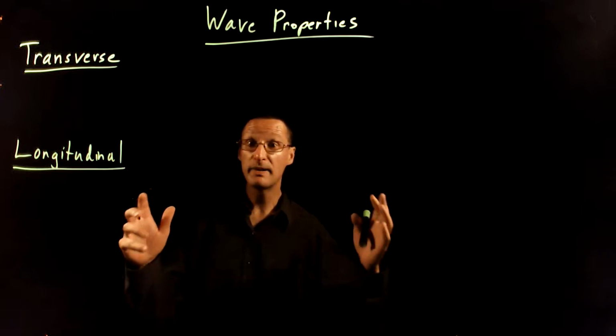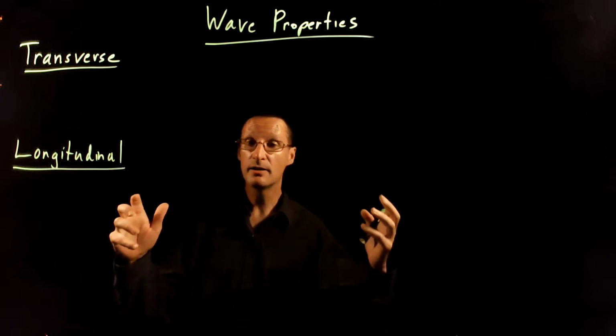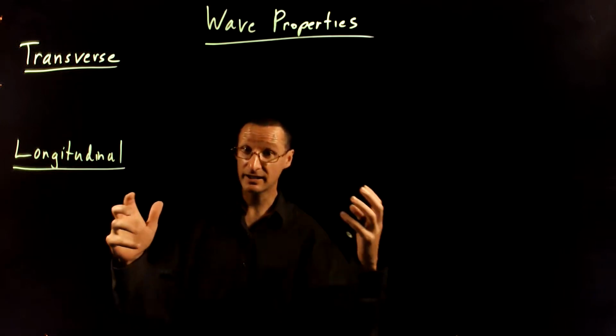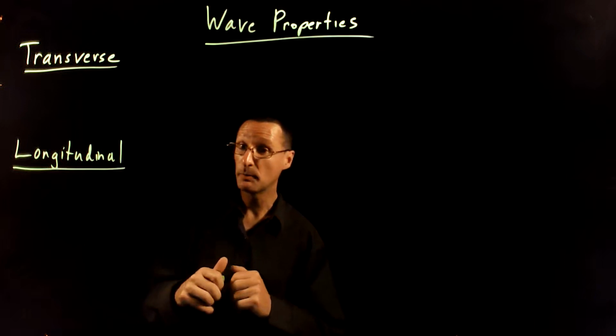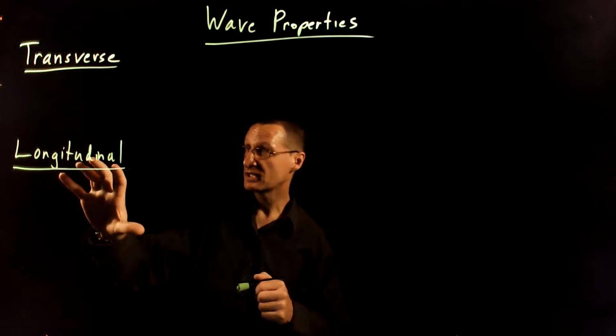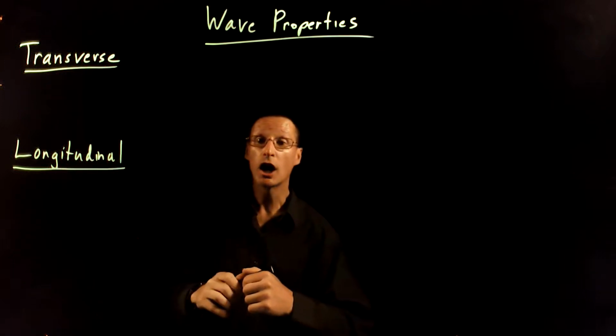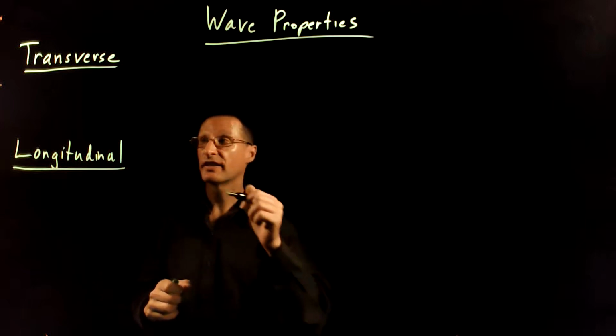Let's talk about some basic wave properties. First of all, remember that all waves come from oscillations. So if we can understand some of the oscillation properties, that will help us a great deal here. We can separate waves into two general categories. Transverse waves, in which the oscillations that cause the waves are perpendicular to the direction that the wave is traveling.